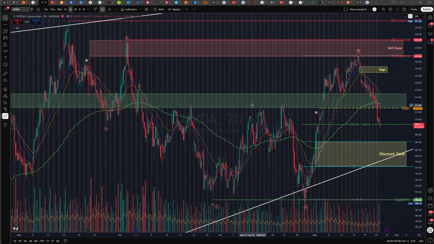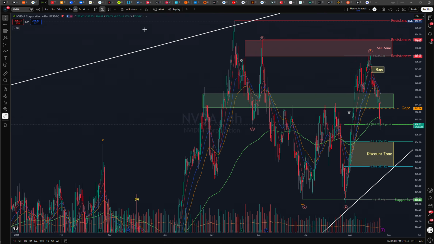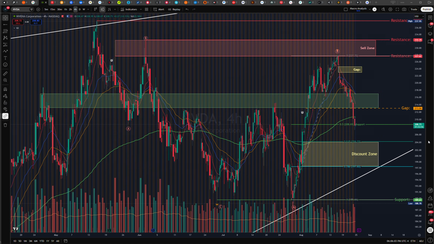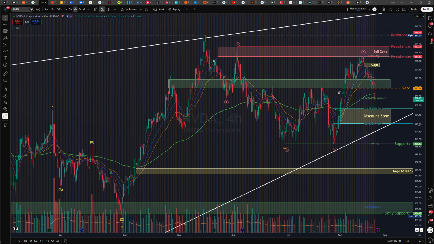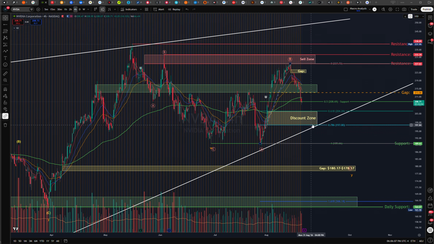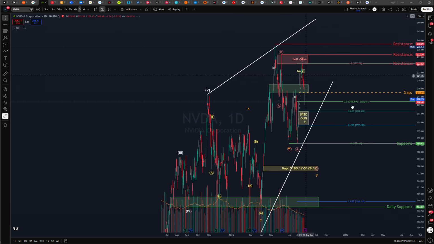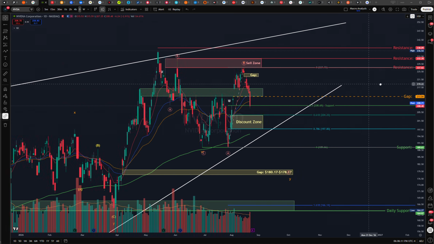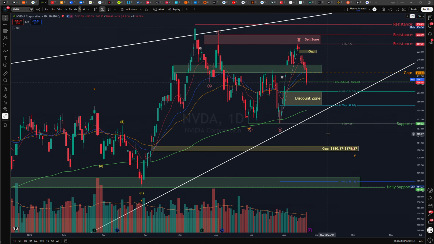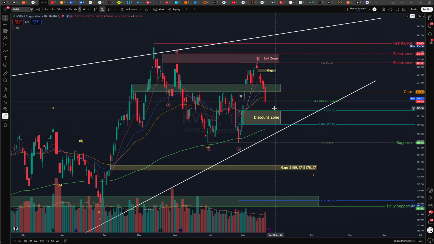For NVIDIA, NVIDIA is following our path. One of the things I posted in Discord, and I said, I think NVIDIA is going to come down right back here and into the discount zone where you could see a bounce off NVIDIA. And there you are. Patience. You got to be patient in the market. That's your discount zone right here. So that's where you're probably going to see a bounce.